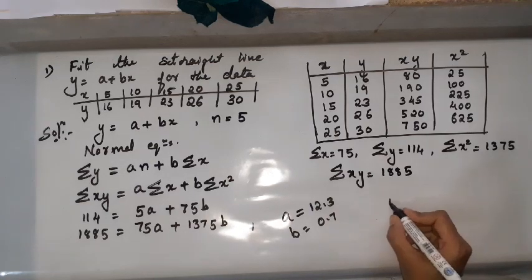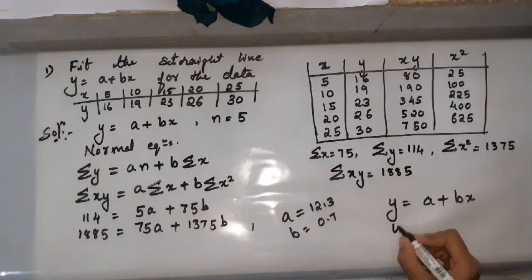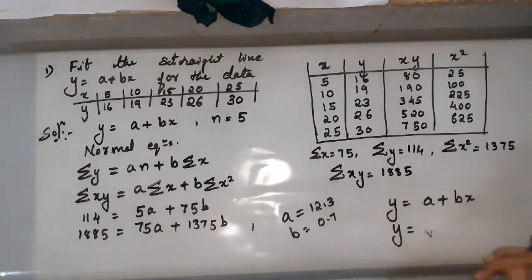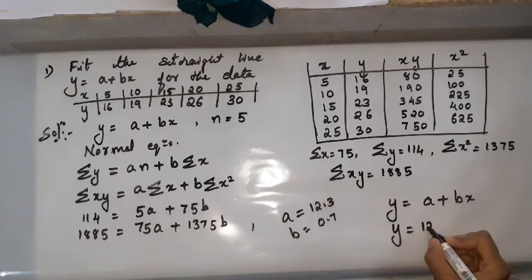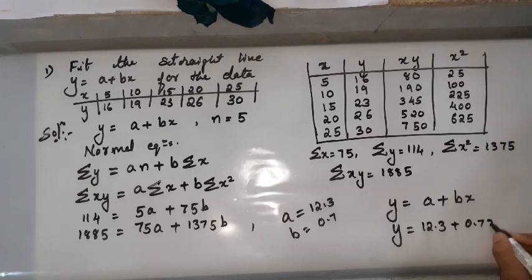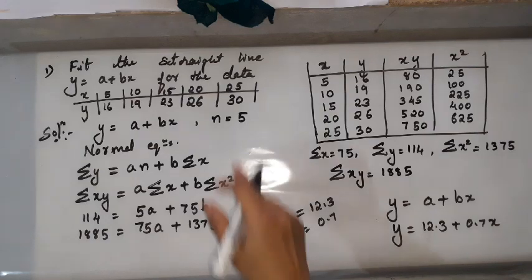So the required equation y is equal to a plus bx will be y is equal to 12.3 plus 0.7x. This is the required equation for the straight line y is equal to a plus bx. I hope this point is clear.